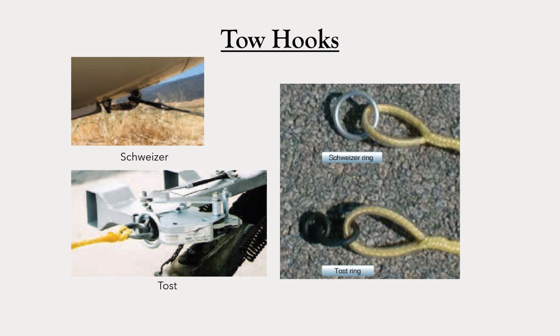The Tost has two little claws that come together around the tow ring, and when you pull the release, that pulls them apart from each other so that they release.